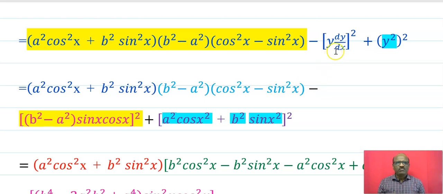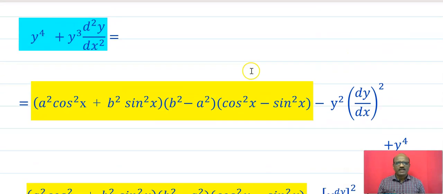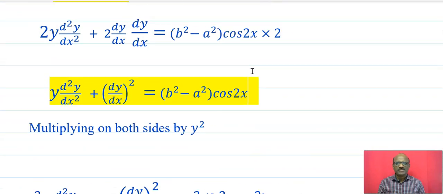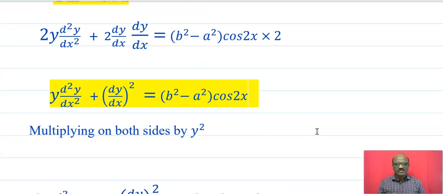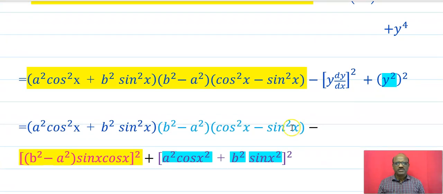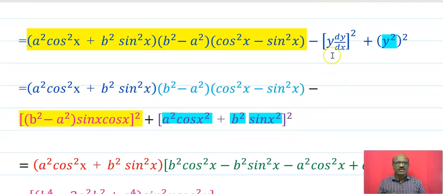What is the value of y into dy by dx? We have the value of y into dy by dx. Now see this here, the value of y into dy by dx is, in bracket, b square minus a square into sin x into cos x. Now we substitute here the value of y into dy by dx, bracket square. Therefore, the value of y into dy by dx is in bracket b square minus a square sin x into cos x, bracket square.